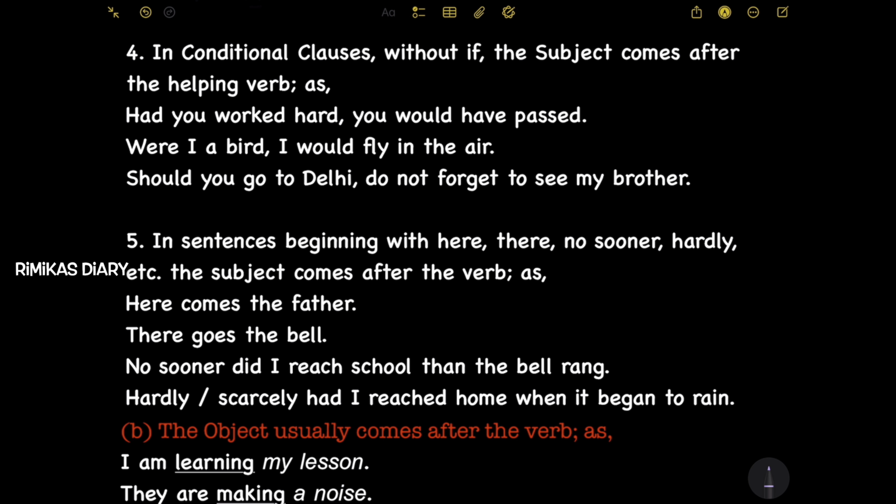Next, fourth point. In conditional clauses without if, the subject comes after the helping verb, as in: had you worked hard, you would have passed. Were I a bird, I would fly in the air. Should you go to Delhi, do not forget to see my brother. So these are all conditional clauses. So the subject comes after the helping verb.